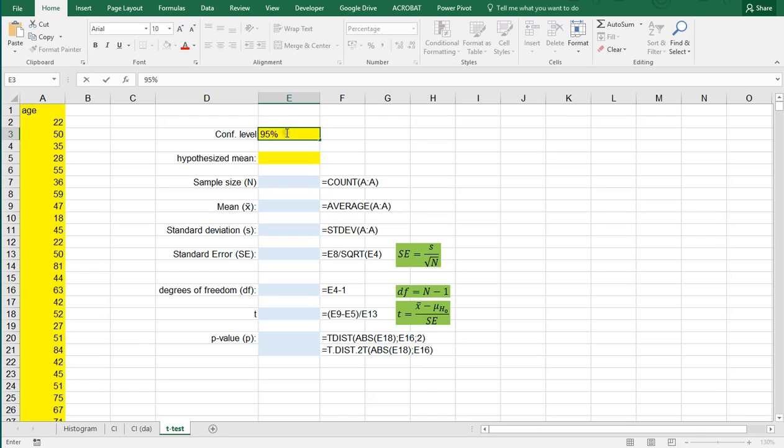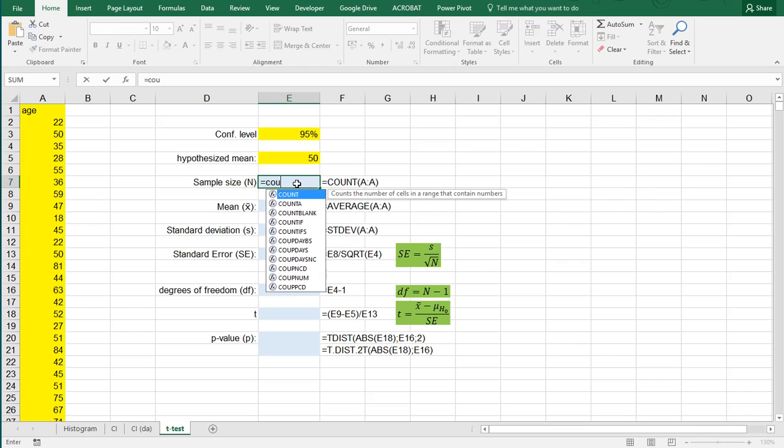Note this cell is already set to percentages, otherwise type in 0.95 and then convert it to percentage, or just leave it at 0.95. We need a hypothesized mean, so let's say I think the average age in my sample would have been 50, so type in 50, and then let the calculations begin.